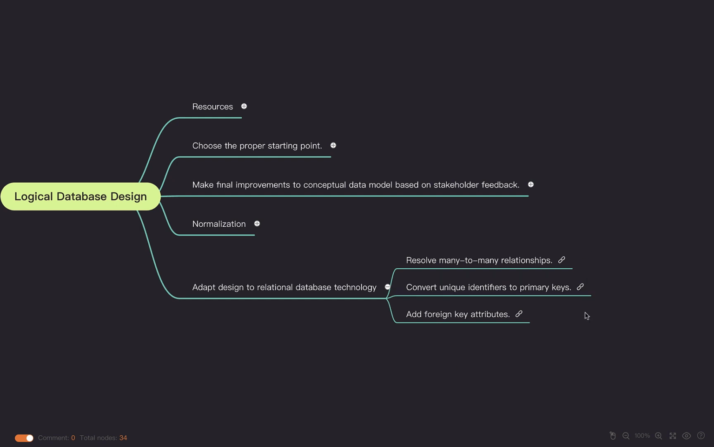So the three things that we need to do are resolve many-to-many relationships, convert unique identifiers to primary keys. That's pretty easy to do. And add foreign key attributes. So let's look at each of those in turn. Okay, resolve many-to-many relationships. Let's look at this.